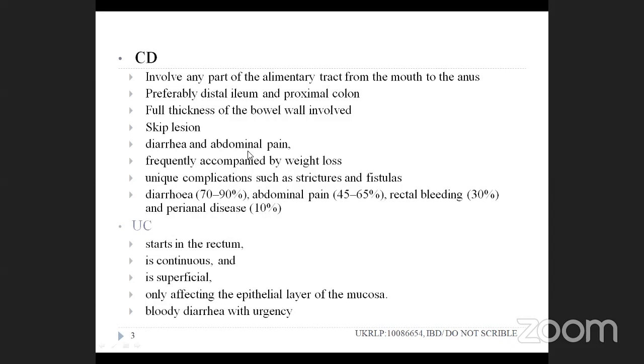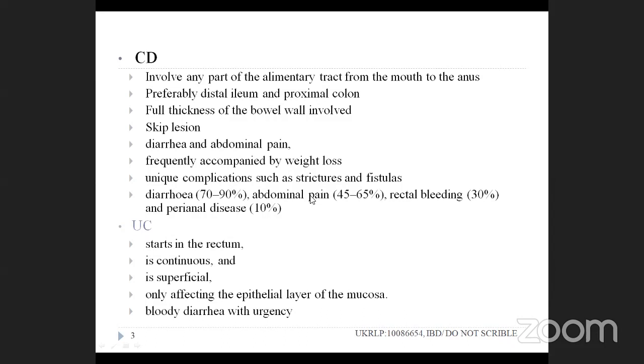Because of chronic diarrhea and chronic abdominal pain, the patient may have weight loss. The unique complications of Crohn's disease are strictures and fistulas, which can clinically present as small bowel obstruction or large bowel obstruction, depending upon the site of involvement of the Crohn's disease.